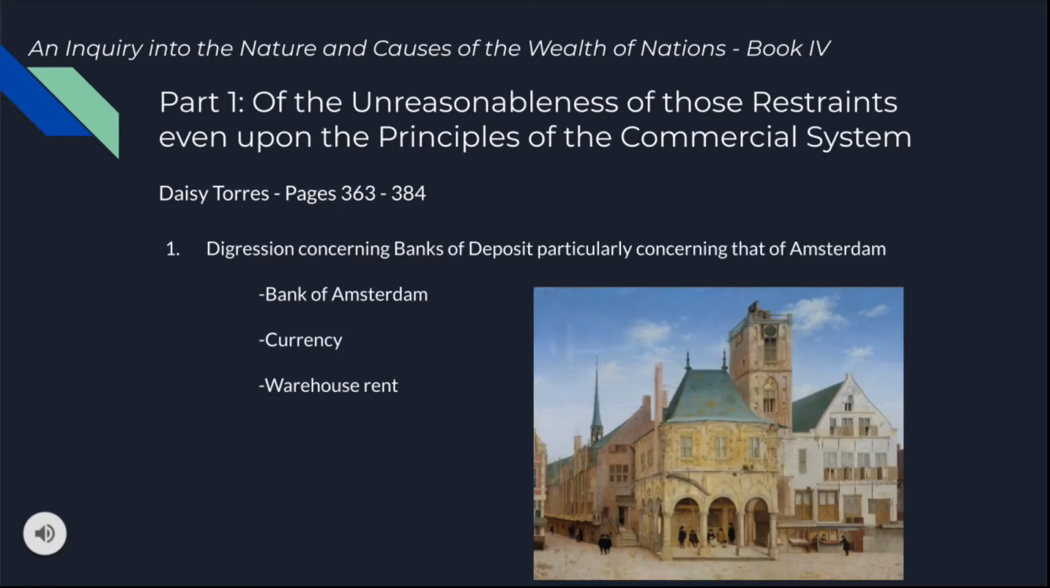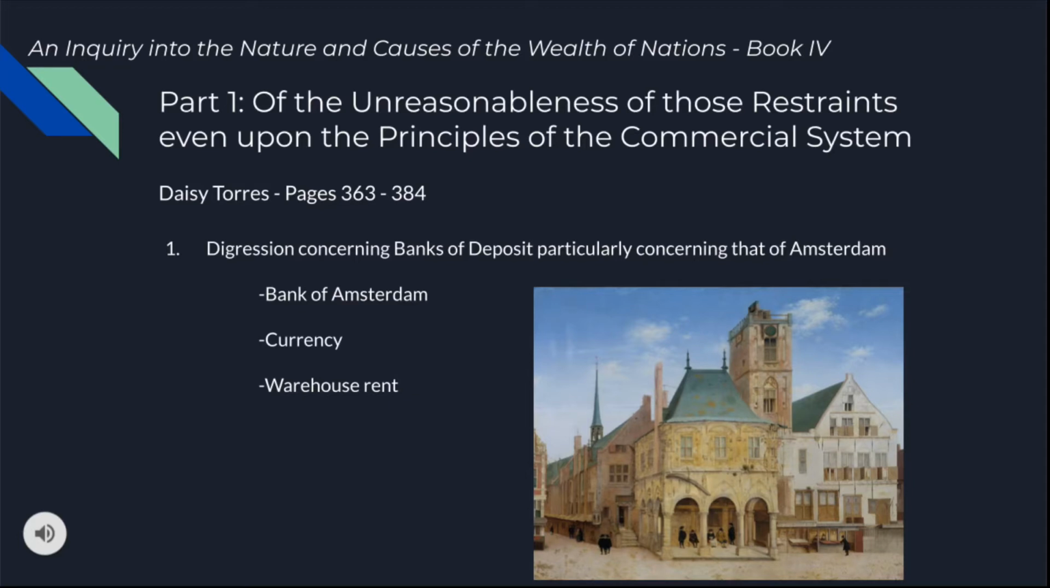Smith dedicates a section of Part 1 to digress from the topic previously discussed and talks about the Bank of Amsterdam. In exchange for banknotes, merchants would deposit bullion, which is gold or silver in the form of bars or coins. This avoided the issues of handling coins, such as being robbed or reduction of value of the currency. The bank would offer credit to merchants when they deposited gold or silver bullion in order to facilitate this trade.